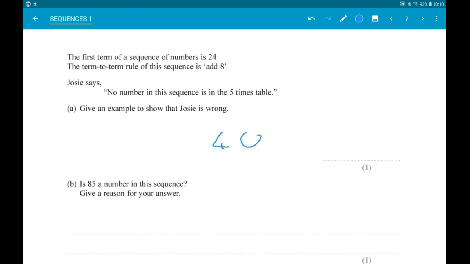Then for part B, is 85 a term in this sequence? Give a reason for your answer. So the easiest way to do this is we are starting on 24, which is even. We are adding 8 each time. Now an even number add an even number always gives us an even number. So the answer is no, and the reason would be what I just said.